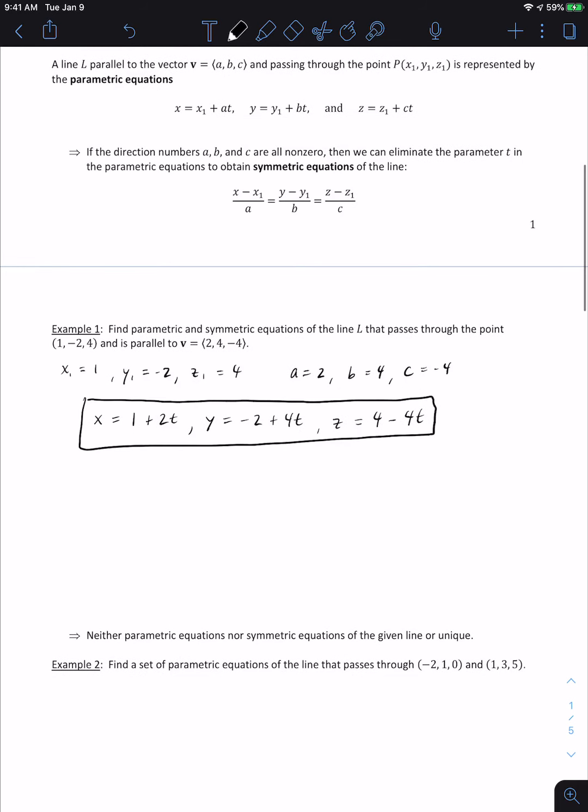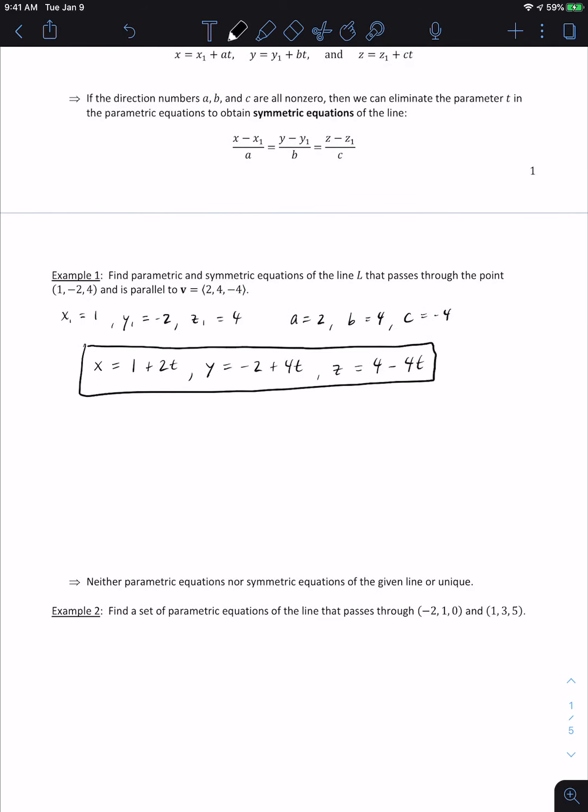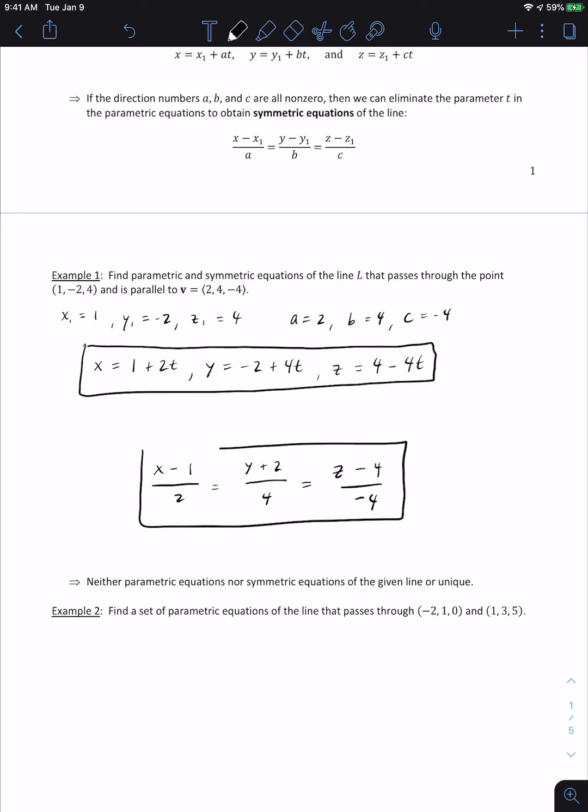And now, since all of my direction numbers are non-zero, we can get our symmetric equations, which again is just this formula here. So I get (x minus 1) over 2, and then, sorry, I should say y, right? (y plus 2) over 4, and then (z minus 4) over -4. So those are my symmetric equations.